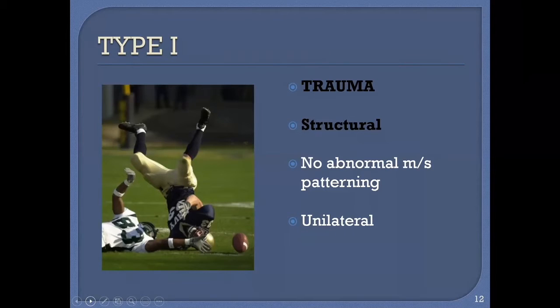Typically these patients often have an X-ray with the shoulder dislocated if they have come to hospital. There's often an associated structural lesion, which we'll go on to, such as a Hill-Sachs, which is a deformity of the humeral head, or some damage to the labrum. If they're a polar type 1, they don't have any abnormal muscle patterning, and it's usually unilateral because it's the side they've fallen on.